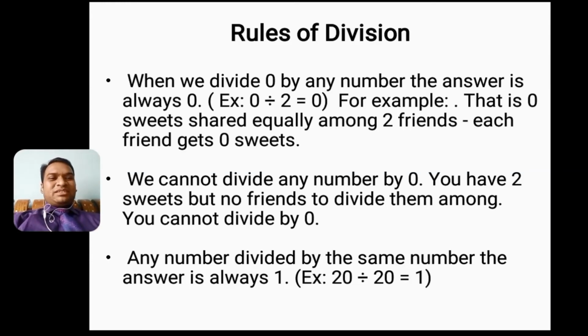Any number divided by the same number, the answer is always 1. If we want to divide any number by the same number, then our answer will always be 1. Like if we divide 20 by 20, then it becomes 1.